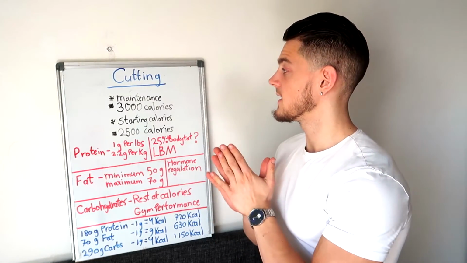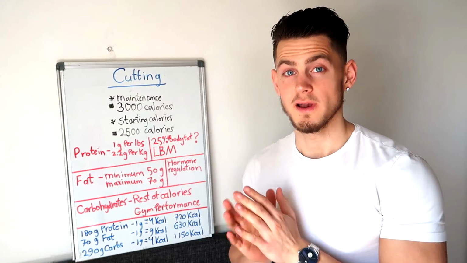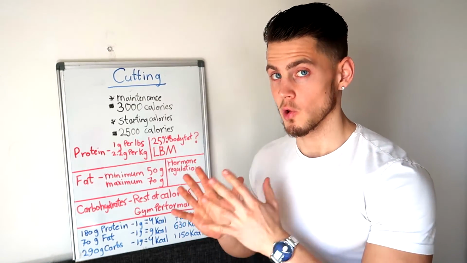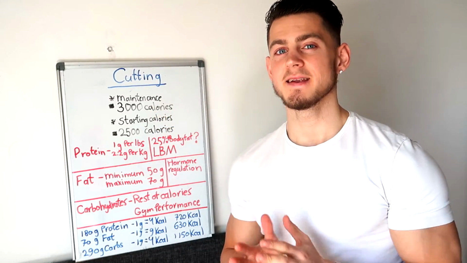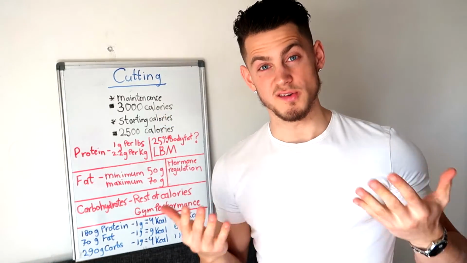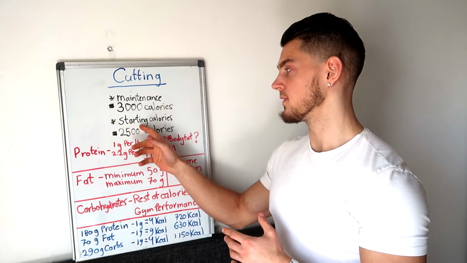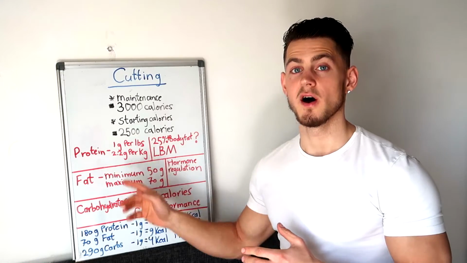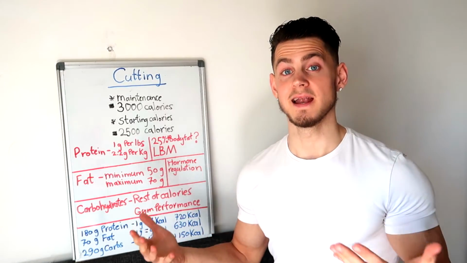When it comes to cutting, you need to understand, like I said, where your maintenance calories are. So let's start off with an example of a caloric maintenance of 3,000 calories. Like I said, that is the amount of calories that you will maintain your exact body weight on as of this current moment. So the starting point of your cut will be 2,500 calories, which is a 500 calorie deficit on a daily basis.